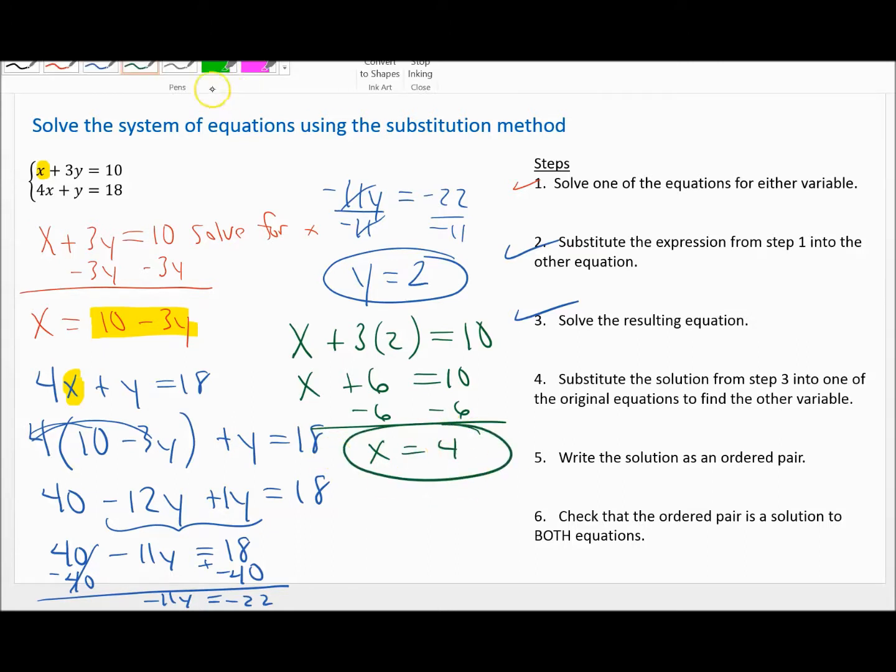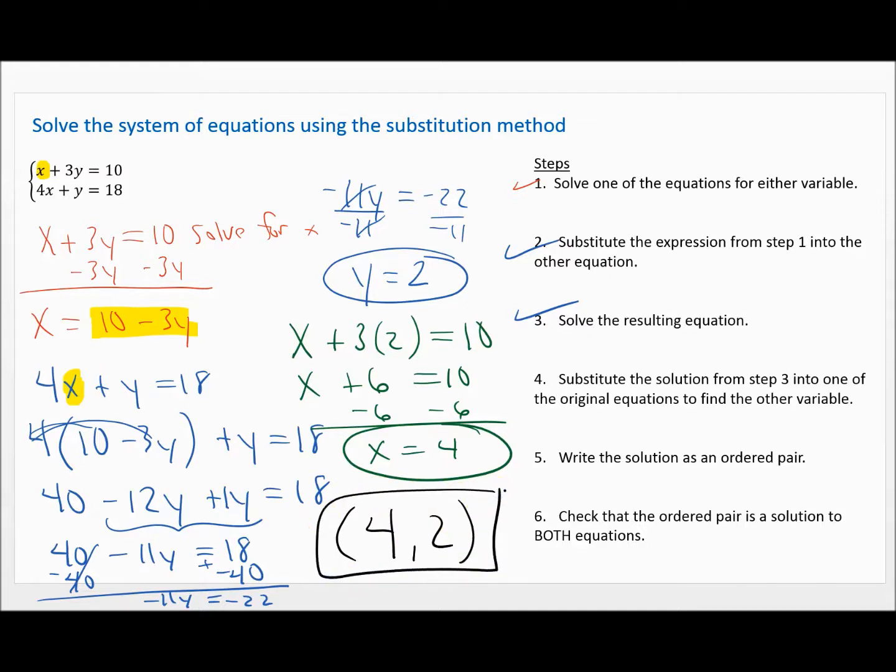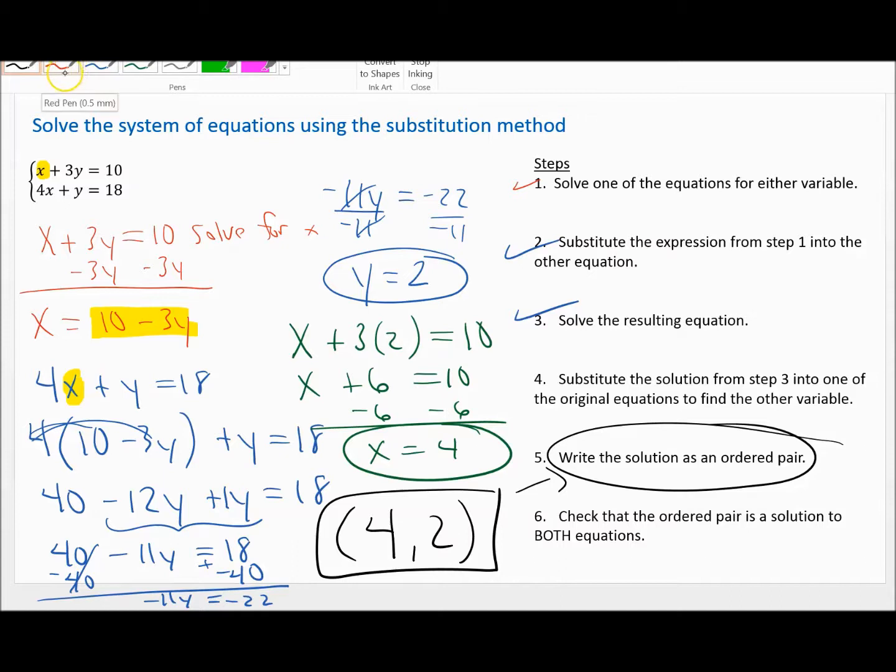And then there's my solution right there. So my solution is 2, no, it's not. x first, right? 4, comma, 2. Notice it says write it as an ordered pair. That's what I did right there. And then step 6, which I did not leave myself any room to finish, but we're going to do it anyway, it says check it. Now we learned how to check in the last section where we just solved systems of equations.